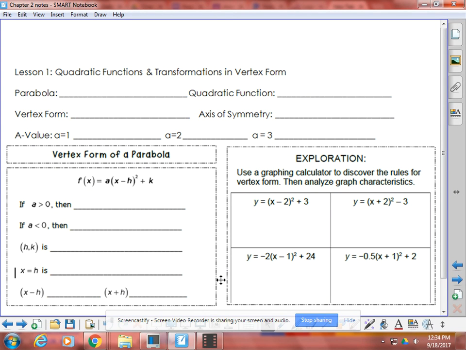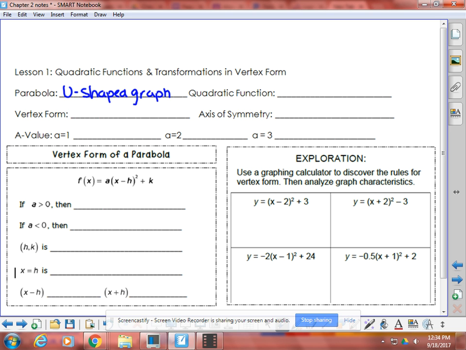This first lesson is your introduction to quadratics in vertex form. So first, what is a parabola? Well, a parabola is a U-shaped graph. And there's the bell. And then we're going to go into vertex form.